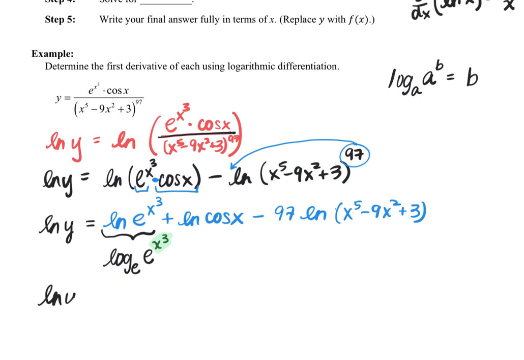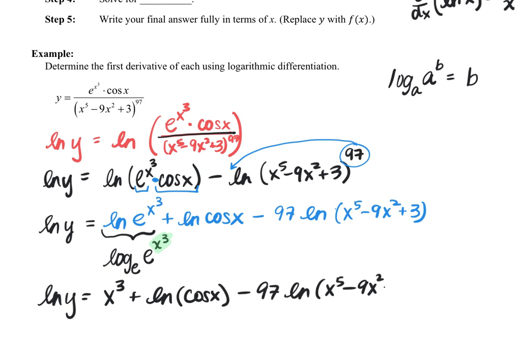So we'll simplify that. We have natural log of y is equal to x to the 3rd power plus the natural log of cosine of x, I'm going to add parentheses there just to be a little bit more clear, minus 97 natural log of the quantity x to the fifth minus 9x squared plus 3. So we have totally exhausted all of our properties of logarithms on the right-hand side. We can't do anything more with that.